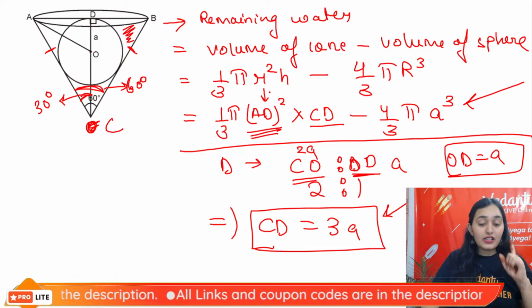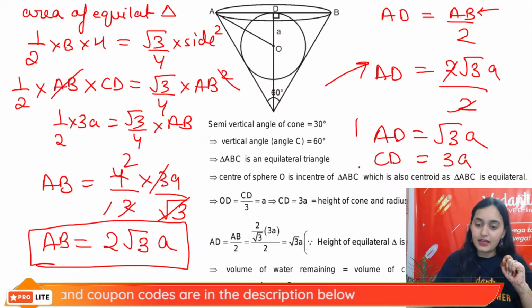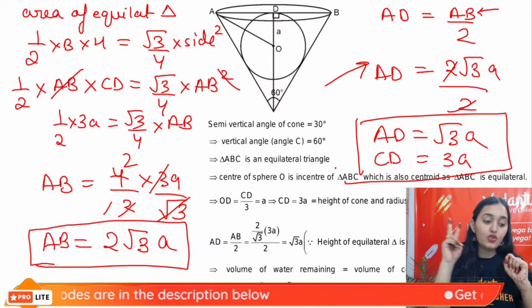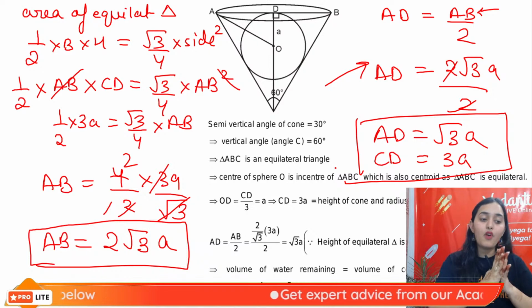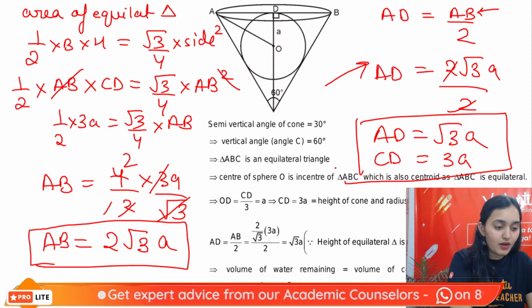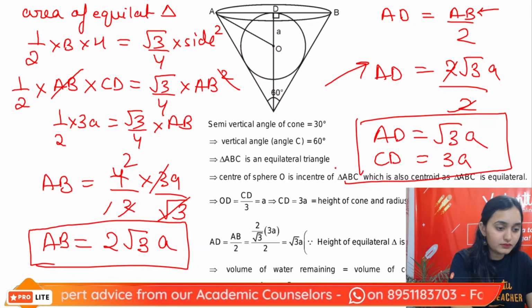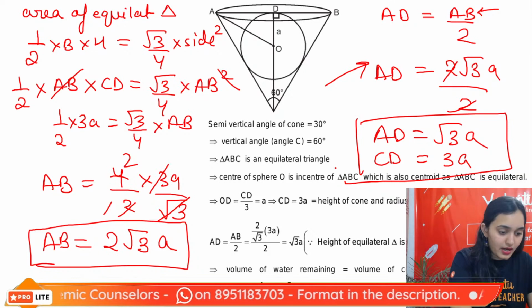Okay. So CD is 3A and AD is root 3A. These are the two values that you needed in this question to find the volume of the cone. Okay? To find the volume of the cone. Alright, let's move on to the next question now.